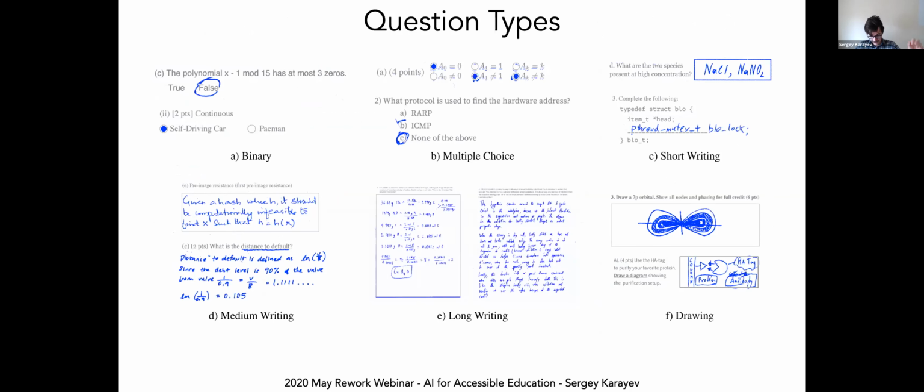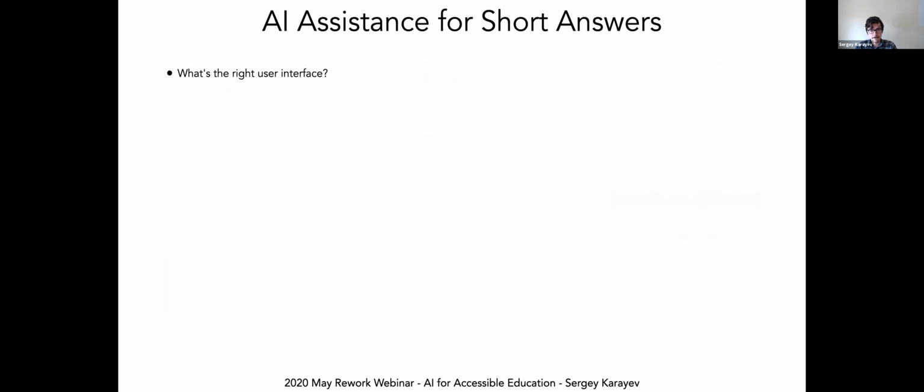So those are questions where the student has to write either a sentence or two, or potentially even a couple of paragraphs, or has to show a lot of math work. So we call those medium writing and long writing. And additionally, there are drawing questions. These are actually questions in our data set, medium writing and long writing, but we're not currently able to assist the users with AI to grade them.